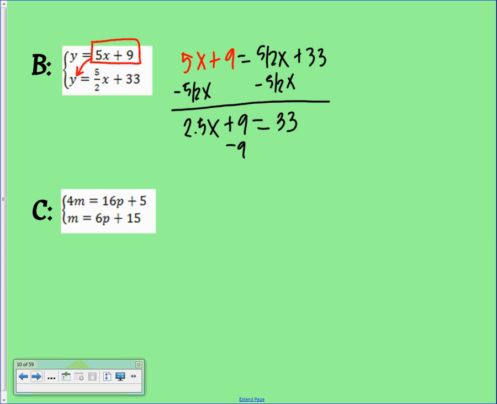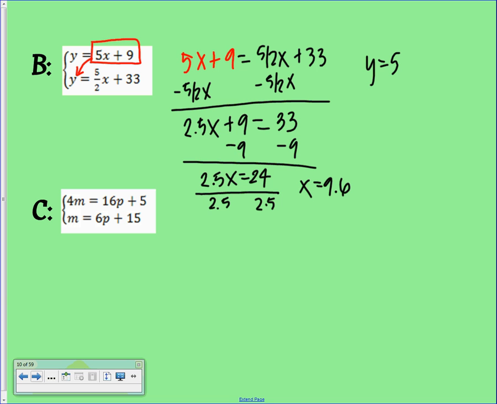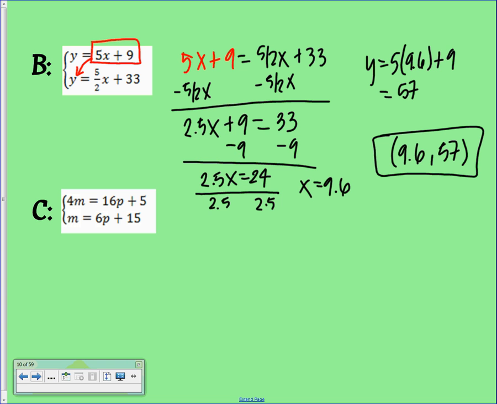Next, I would subtract 9 from each side so I can get my x by itself. So I've got 2.5x equals 24. Then divide each side by 2.5, so I get x equals 9.6. Now I have to find my y. Again, I usually just select the first equation, but it doesn't matter. So I've got y equals 5 times x, which I now know is 9.6, plus 9. If I plug that into my calculator, I get 57. So my ordered pair is 9.6, comma 57. Just make sure that you write it x and then y.